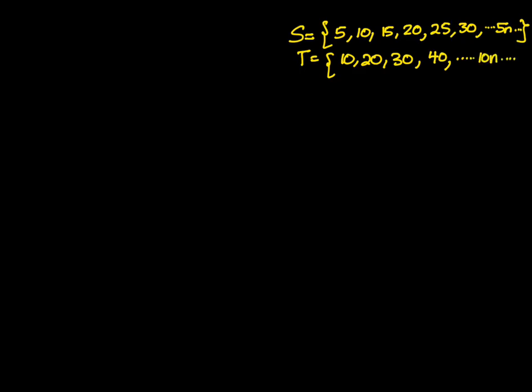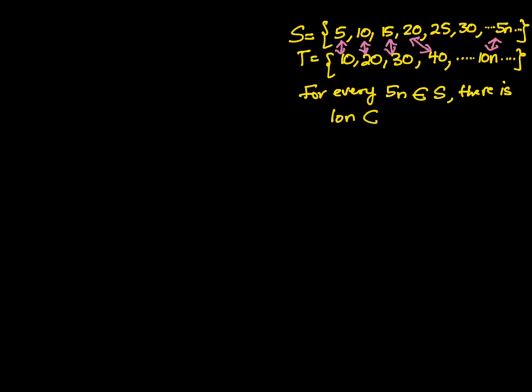Now we have to establish whether there is a one-to-one correspondence between 5 and 10, between 10 and 20, between 15 and 30, between 20 and 40, between 25 and 50. Can we find a formula that gives 10 from 5? How does 5 change into 10? Multiply by 2, so that's a formula. For every 5n, there is a 10n which belongs to T, and that happens only if you multiply by 2.